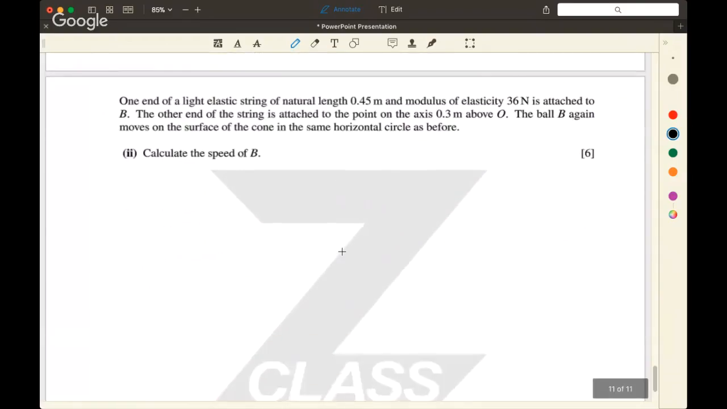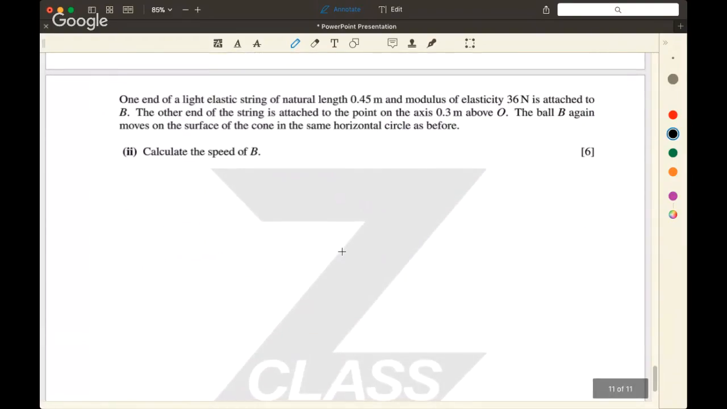Now, in the next question, they've attached a string. So let's redraw that cone. And so here is where the thing is at. And now there's a string, and it's attached to the ceiling somewhere. And this distance here is 0.3.